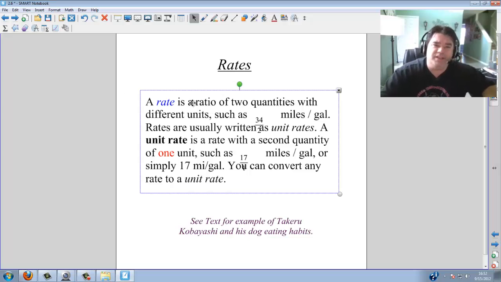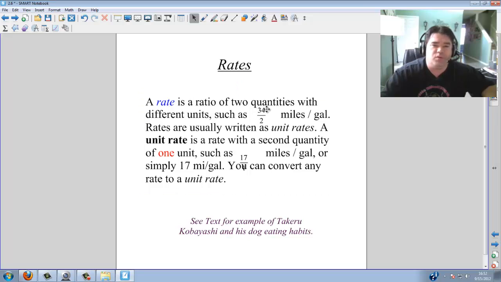Rates. A rate is a ratio of 2 quantities with different units, such as 34 over 2 miles per gallon. In other words, if I went 34 miles and I took 2 gallons of gas to do that. Well, that's kind of difficult to understand. I mean, wait a minute. So for every 34 miles, you use 2 gallons of gas. Well, what does that mean? And so we're going to use a rate to find out.